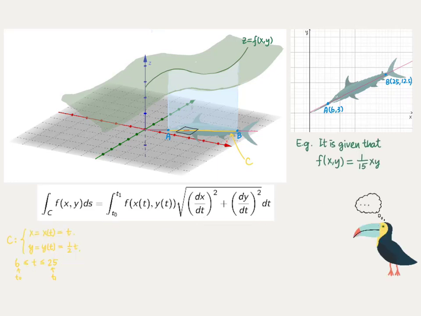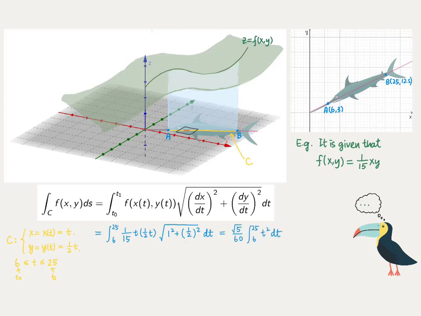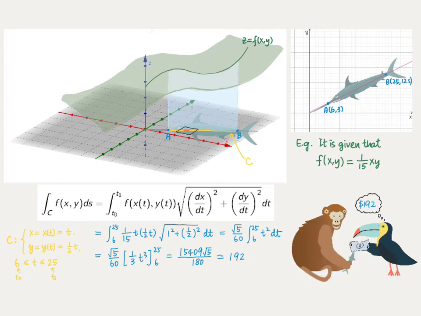For example, suppose f of xy equals to 1/15 of x times y. By following the deduction, this line integral gives the value 192. Thus, imagine that the chef adds up slices of fish from the head to the tail, that is from point A to point B, then you need to pay the chef $192 to buy the fish.